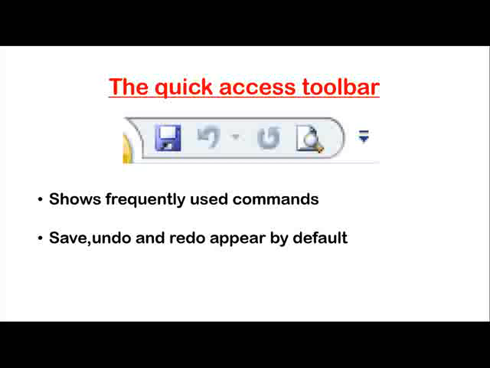Next is Quick Access Toolbar. Near the Office button, you can see a small toolbar that is called Quick Access Toolbar. Quick Access Toolbar shows frequently used commands. You can see Save, Undo and Redo buttons in the Quick Access Toolbar by default.